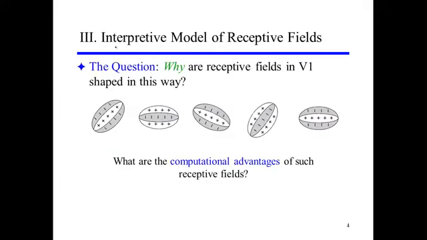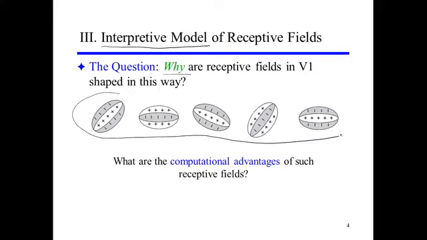Now let's move on to the last type of models. These are called interpretive models. So we're going to look at an interpretive model of receptive fields. And the question that we're asking is, why are receptive fields in V1 shaped in this particular way? In other words, why do they look like this? Why do they have this orientation, and why are they selective for bright or dark bars? Another way of asking the same question is, what are the computational advantages of such receptive fields?